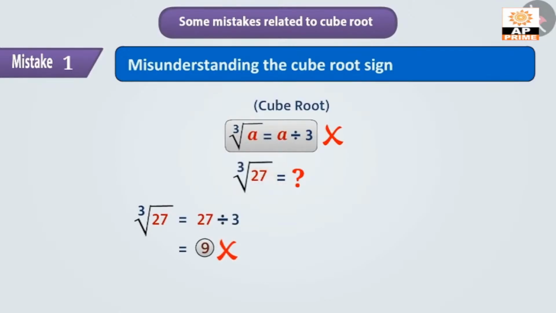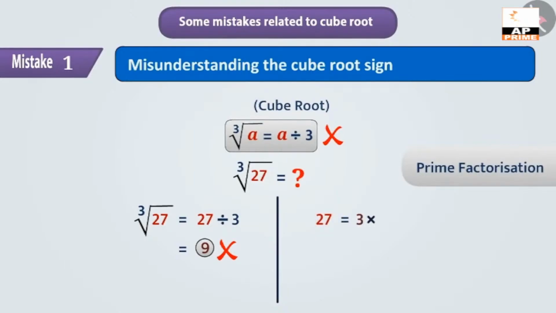To solve the cube root of 27, we do a prime factorization of the number 27. So that we express 27 as 3 into 3 into 3, that is in form of 3 cube. Since the cube of 3 is 27, on the contrary, we say that the cube root of 27 is 3. Hence, the correct answer is 3.